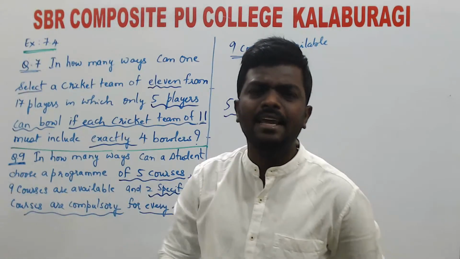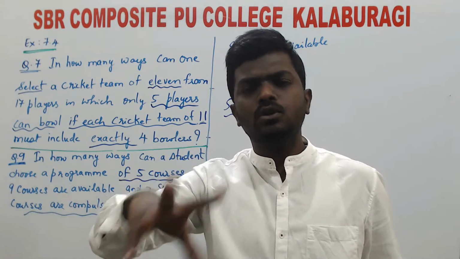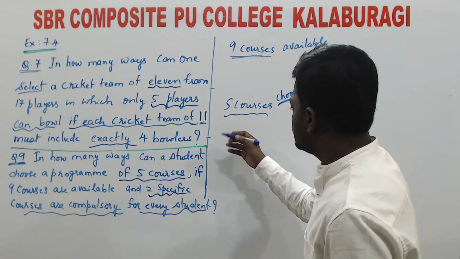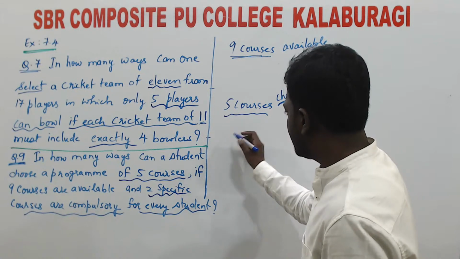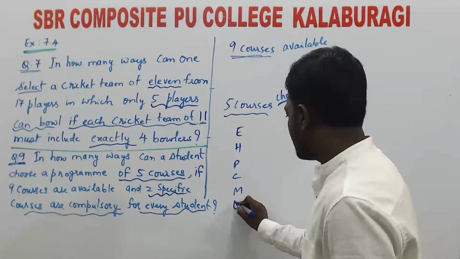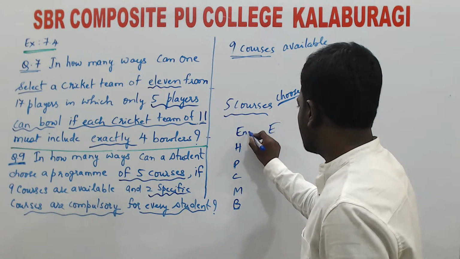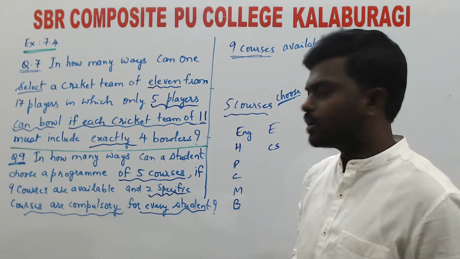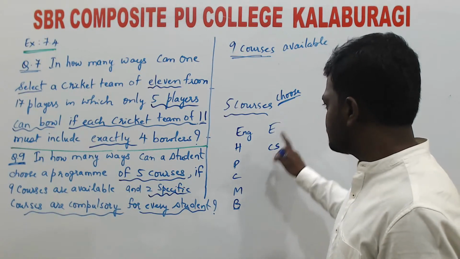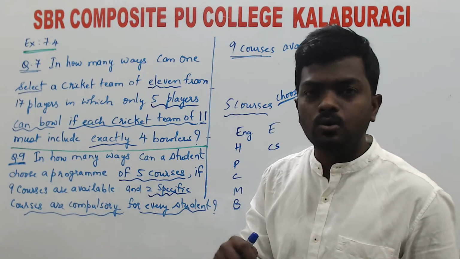But to compulsorily take it, or it is the rule by the board that we have to give 2 specific courses to every student. For example, you can understand here itself. Let's suppose in the given college or any college, English, Hindi, PCMB, electronics, CS are there. Just an example. So English, Hindi, physics, chemistry, maths, biology, electronics, CS are there. Among this, he has to pick 5 courses.